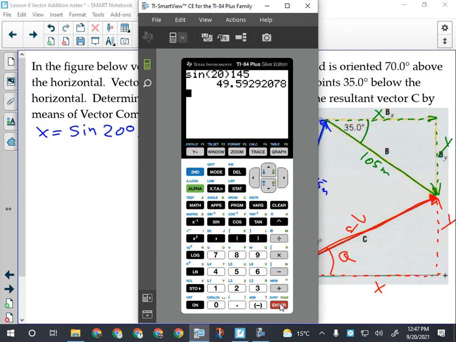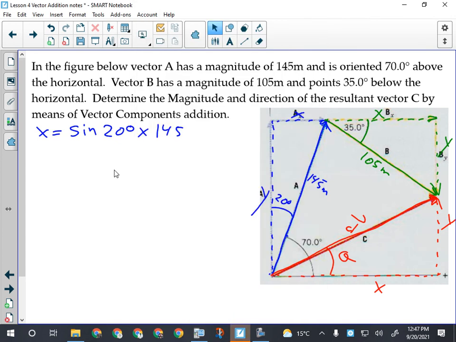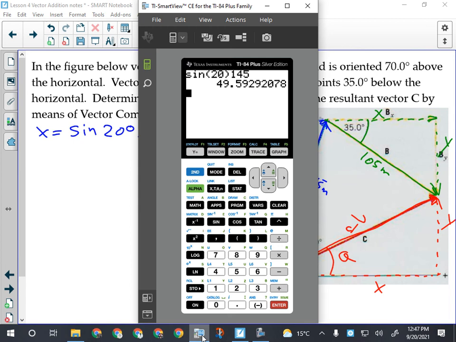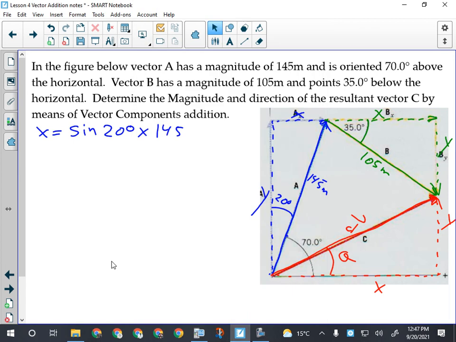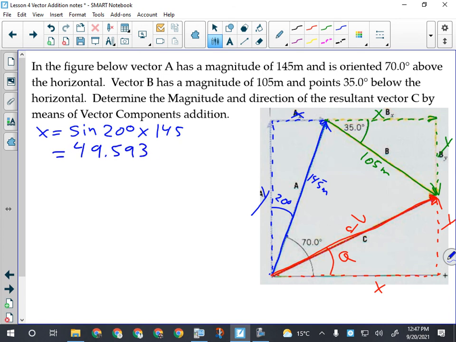All right. So blue x is going to be 49.59. I'm just going to write 49.593, but I'm going to keep all those decimals for right now. Meters, and it'll be right. I know they didn't give right in the question. It's along the positive x-axis. For me, that's right, so I'm just going to write that.